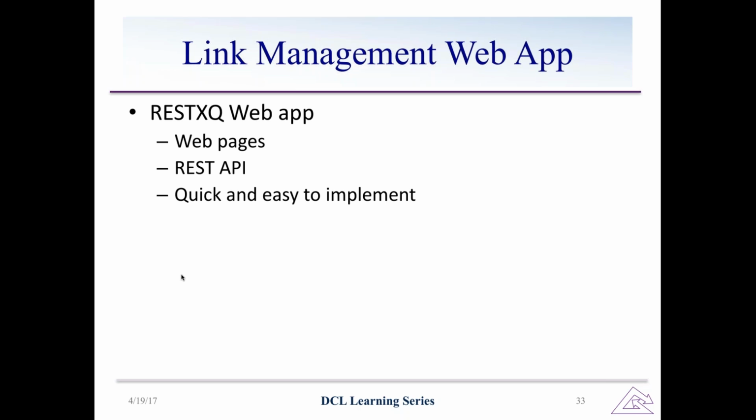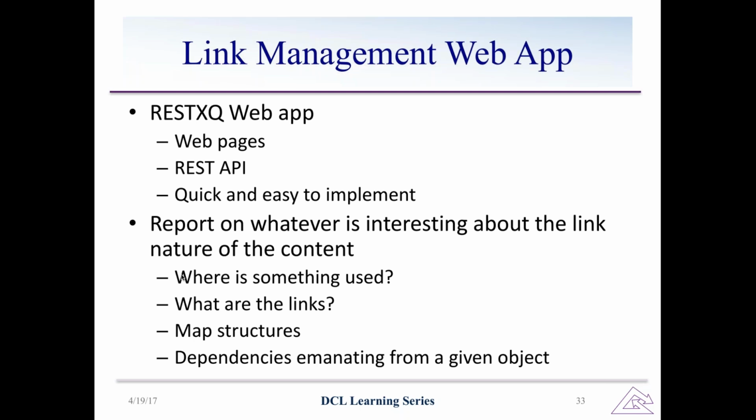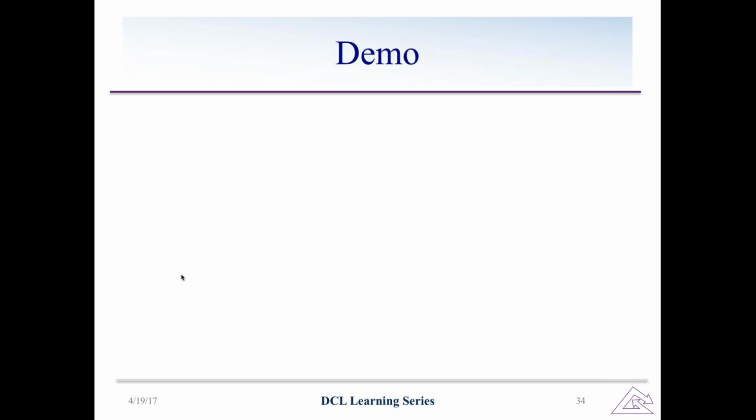All right, I have a link management web application. It uses a quasi-standard called RESTXQ, which is a way of defining REST APIs and web applications using XQuery in a way that's very similar to how you would do it, say, in Java or another language. It was quick and easy to do. And my application can report on pretty much anything interesting about the link aspect of the content.